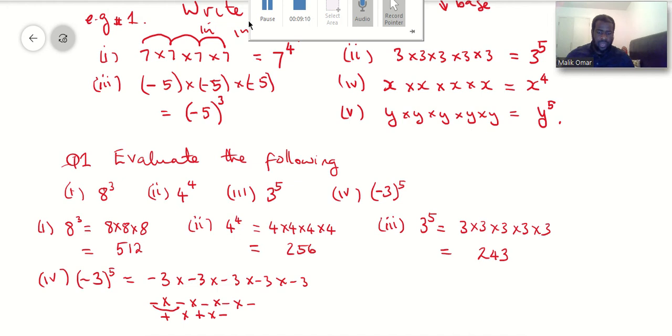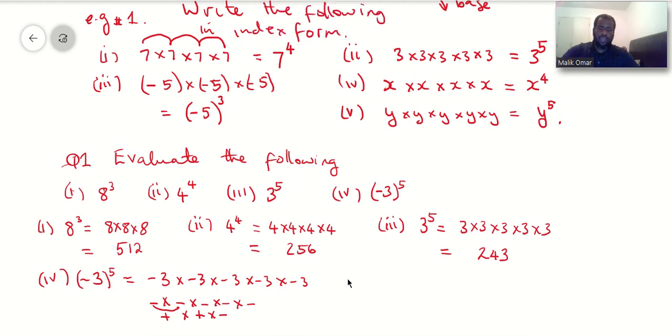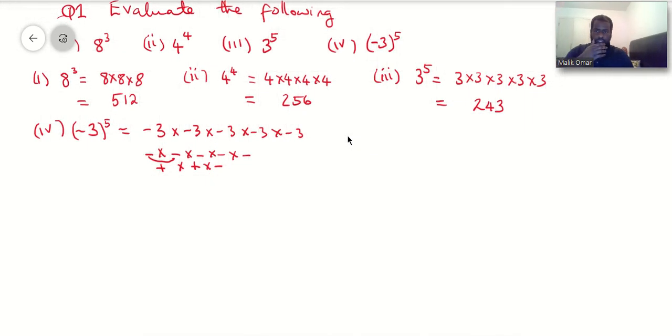Right, now what have we got? Positive times positive, these 2 here, what do we get? We get positive, and then times this negative here. Now we end up with 2 signs. We get positive times negative, we get negative. So our answer will have a negative sign, but we know 3 times 3 times 3 times 3 times 3 from the previous example is 243. So the answer will be negative 243.